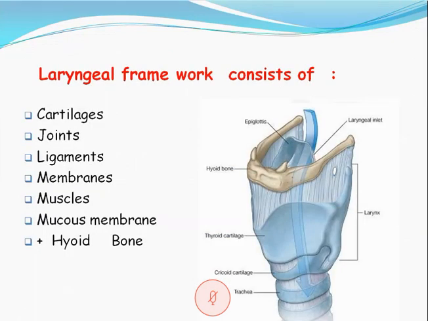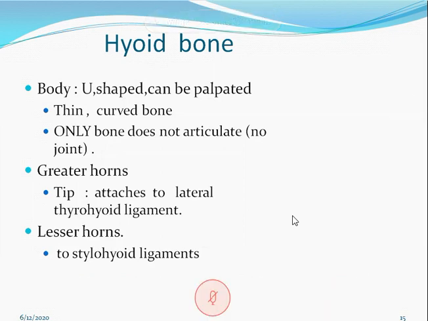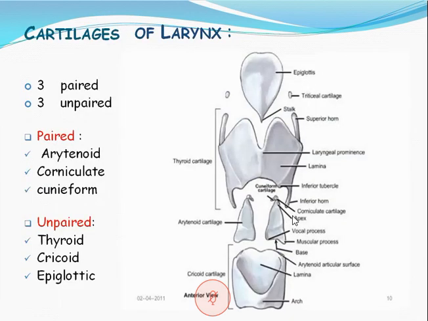The laryngeal framework consists of cartilages, joints, ligaments, membranes, muscles, mucous membrane, and a hyoid bone. The hyoid bone is a U-shaped bone. It can be palpated, a thin and curved bone. It is the only bone that does not articulate with any joint. The greater horn gives attachment to the lateral thyrohyoid ligament, the lesser horns to the stylohyoid ligament. This is the hyoid bone.